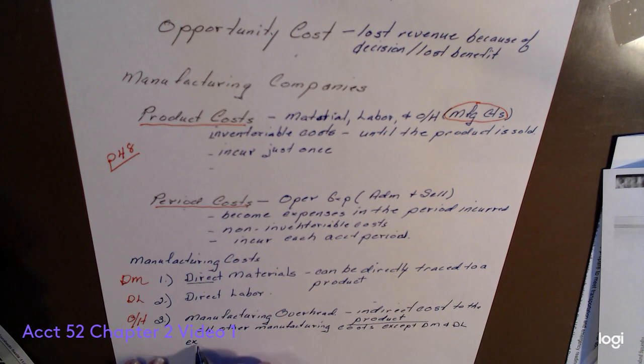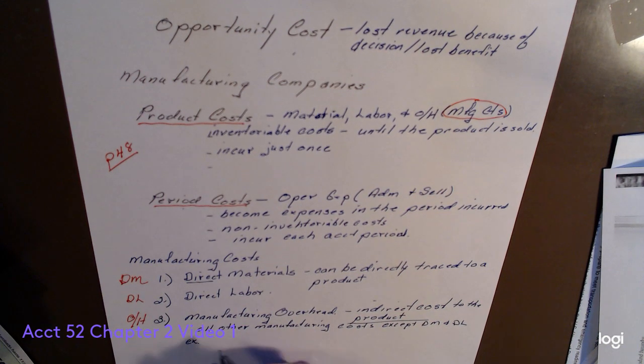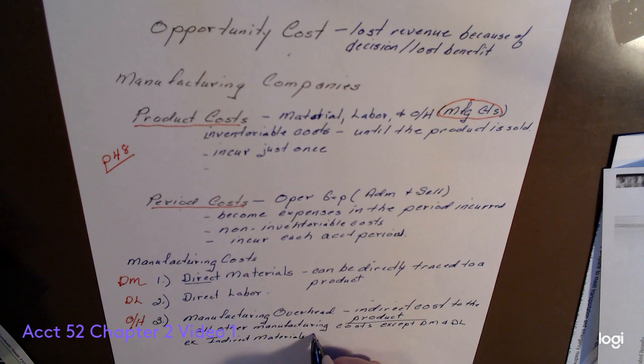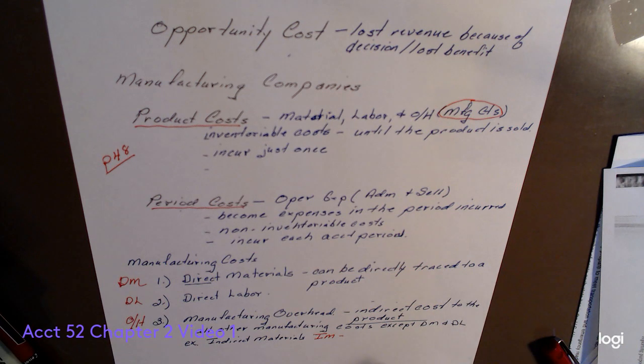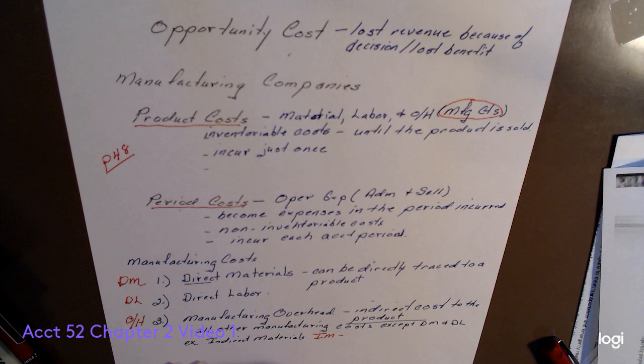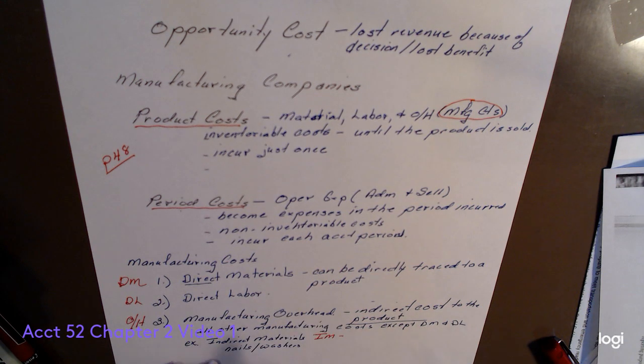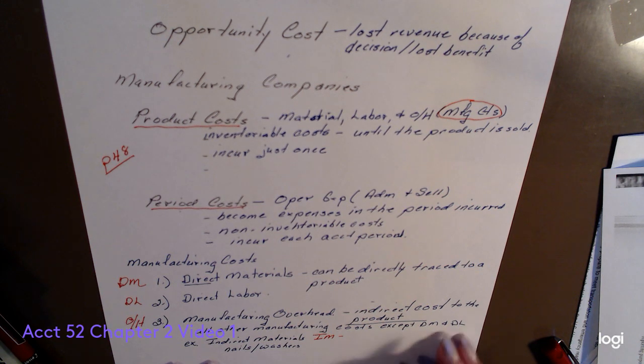So if we're looking at some examples of our manufacturing overhead, one of them might be indirect materials. And indirect materials, you know me, I usually just do IM for indirect materials. Some examples of indirect materials could very well be nails. It could be washers, you know, those little round plastic things that they put on things. Or it could be anything that is too inexpensive to bother tracing directly to a product.